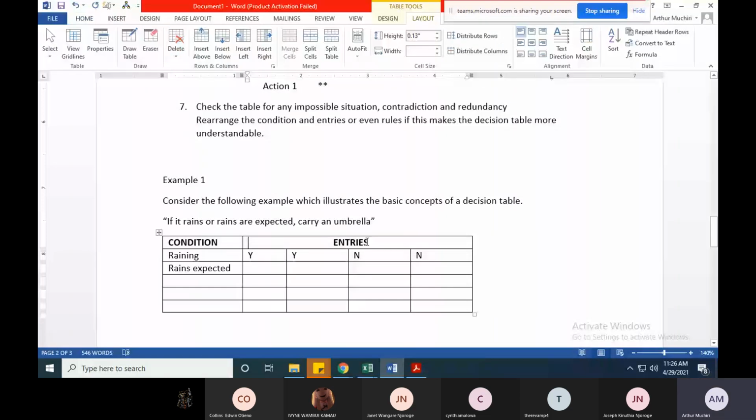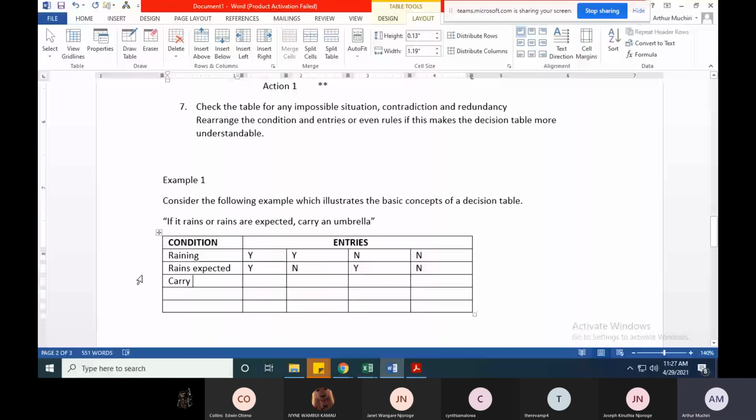So for the next entry, the next entry will be yes, no, yes, no. So we are done with the conditions and the entries. The next one is the actions. Of course, you are supposed to put the actions here. What are the actions? If it's raining, what is expected? If it rains, the first action will be carry an umbrella, according to the question.